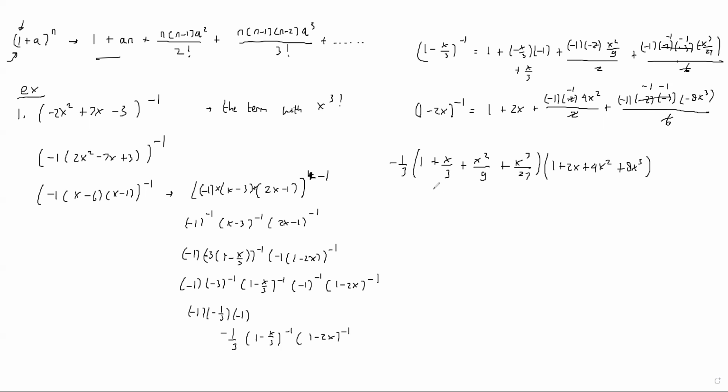Okay. Now, let's just try to multiply the brackets here, the ones that will give us x cubed. Other than that, we don't care about that one. So obviously there will be 1 multiplied by the 8x cubed. Yeah. So we're going to end up with minus 1 over 3 and then bracket 8x cubed. Yeah. What else? So that will be the x over 3 multiplied by 4x squared, right? Which is equal to positive 4x cubed over 3, right?